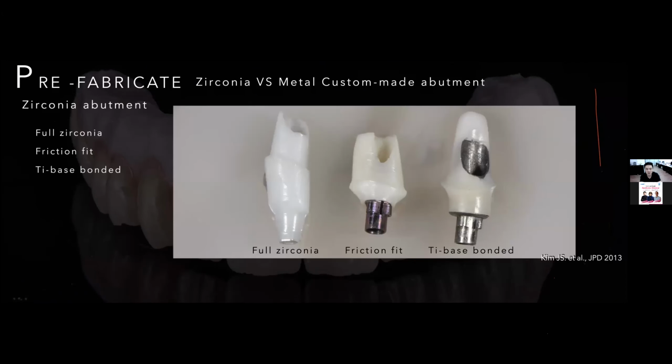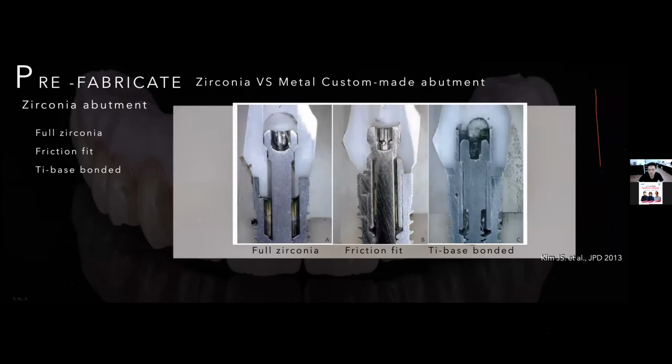And for the zirconia abutment, we can think of two different ways to make a zirconia abutment. In the past, some companies or brands offered the full zirconia abutment, or they had a fixation-fit zirconia abutment. And now the more popular one is the Ti-base bonded zirconia abutment. But which one is better, or which one is good? We can look at this study.